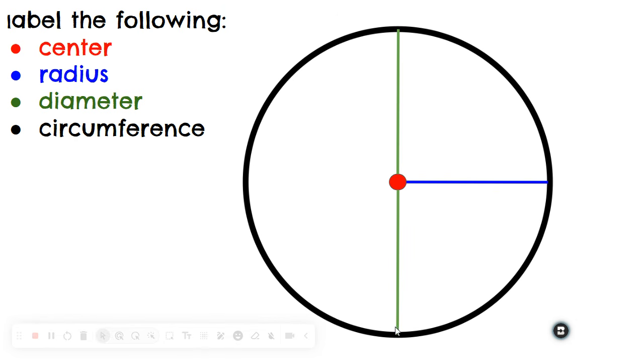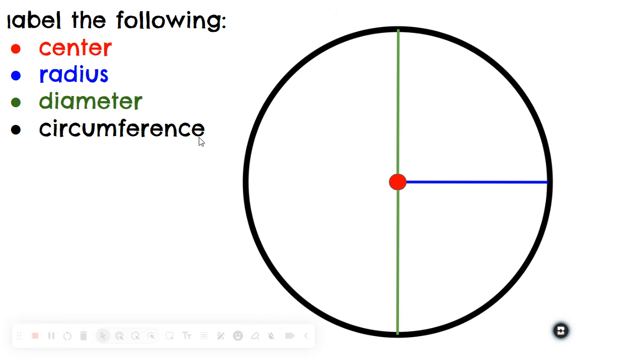I tend to remember diameter and radius by realizing that radius is a shorter word than diameter, so the radius is not all the way across. Diameter is all the way across. So that's just my way of remembering those two words. If that doesn't help you, sorry, but that's my way.